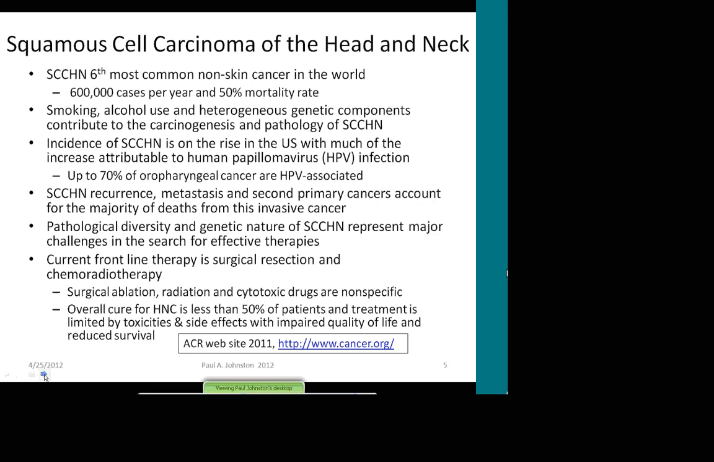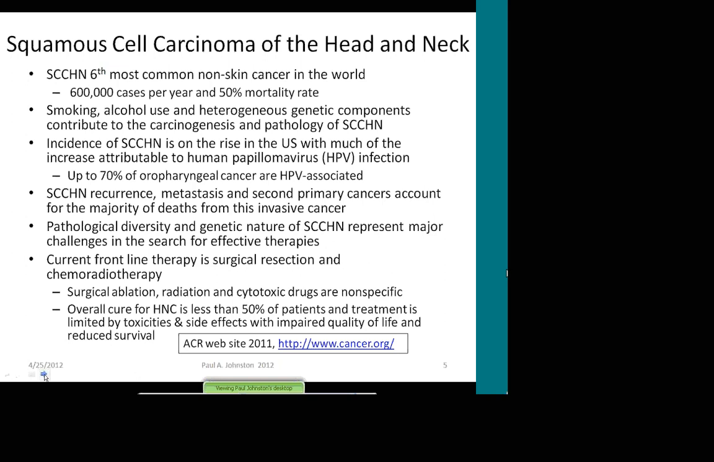And it's a big problem in patients because recurrence, metastasis, and second primary cancers account for the majority of the deaths from this invasive cancer. There's a lot of diversity in the genetic nature, and it represents a major challenge for effective therapies.